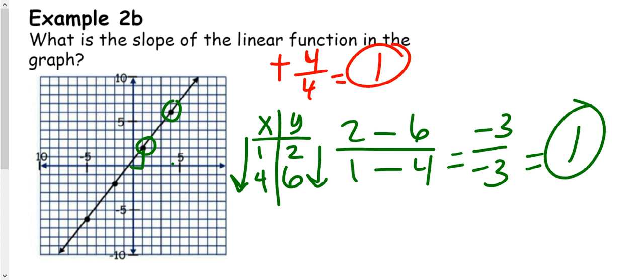Which method do you prefer? The algebra or the counting? No matter how you do it, as long as you're doing it correctly, you'll get the same answer.